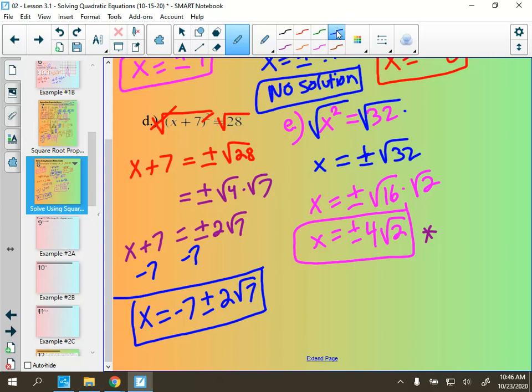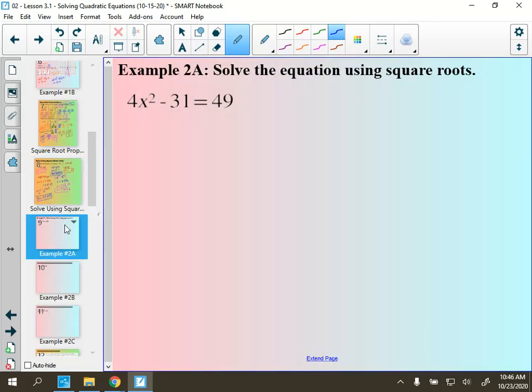All right. So let's go through a couple of full blown examples. I know those are kind of our examples already, but solve the equation using square roots. Write your answer in simplest radical form would be the directions here. So yeah, kind of traditional. What do I got to get rid of first? I mean, I would think most people want to add 31 to both sides.